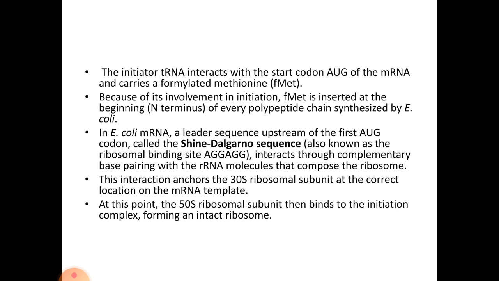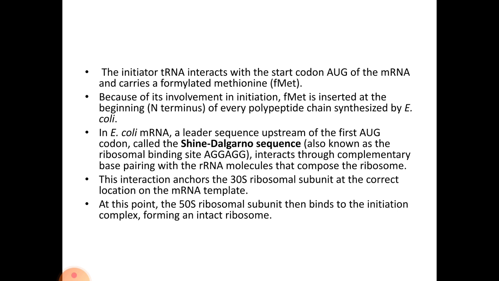Because of its involvement in initiation, formylated methionine is inserted at the beginning, the amino terminus, of every polypeptide chain synthesized by the E. coli. In E. coli mRNA, a leader sequence upstream of the first AUG codon, called the Shine-Dalgarno sequence, which is also known as ribosomal binding site. The Shine-Dalgarno sequence is made up of nucleotides, namely AGGAGG. It interacts through complementary base pairing with the rRNA molecules that compose the ribosome.